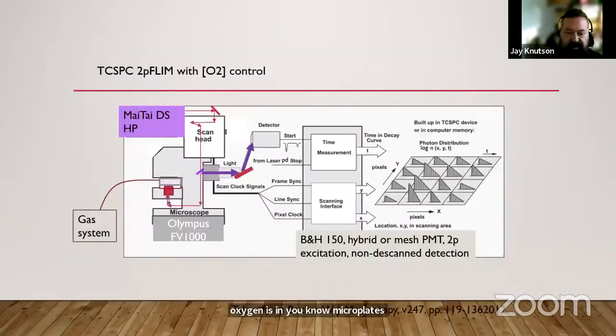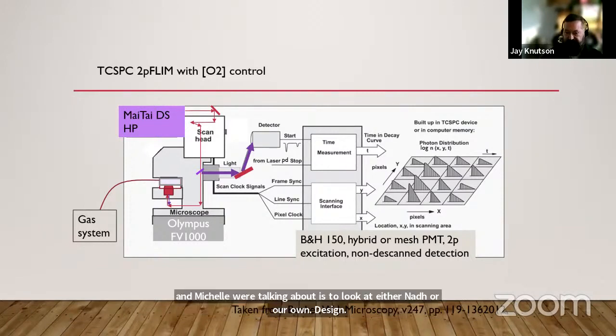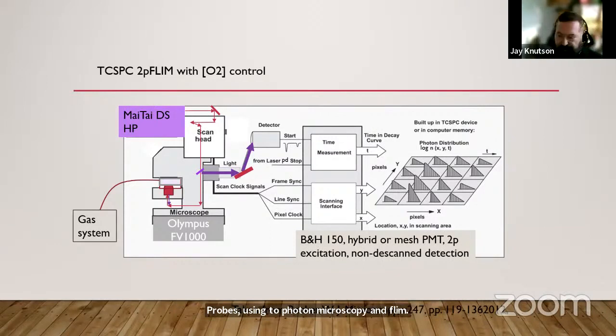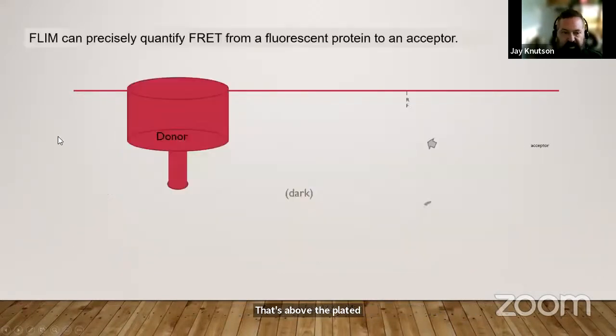What we do is of course very similar to what Suman and Michelle were talking about, which is to look at either NADH or our own design probes using two-photon microscopy and FLIM. In this case, we do use the Becker and Hickl method. Sometimes we Fourier transform and sometimes we don't. The only unusual part about it in this FE1000 is that we have a special chamber to equilibrate gas with the thin layer of media that's above the plated cells.